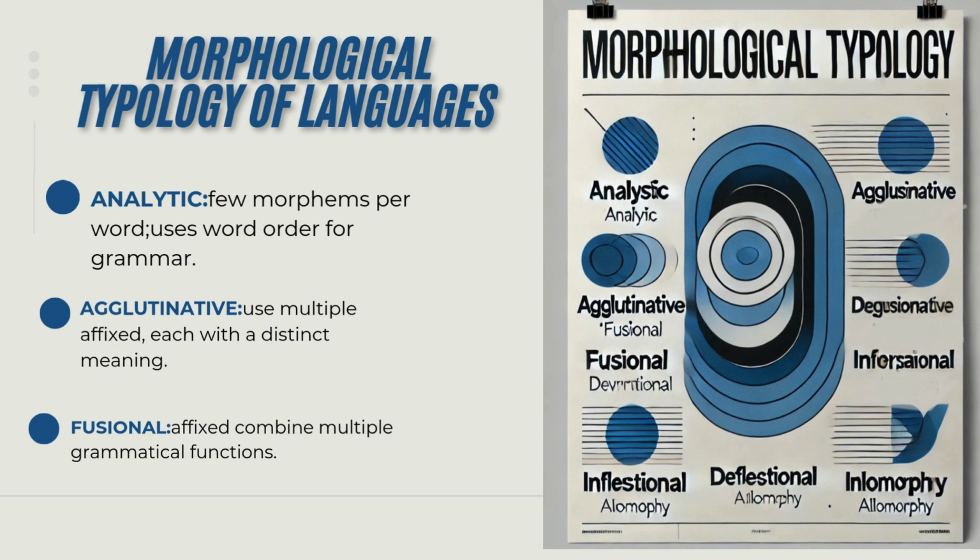Number 2. Agglutinative languages. These languages attach multiple morphemes to a single word, like in the Turkish language. In the word evlerimizde, that means in our houses, we see multiple morphemes. Number 3. Fusional languages. In these languages, a single affix often combines multiple grammatical functions, such as tense, number, and gender, like in the Spanish language. The verb hablo, that means I speak.